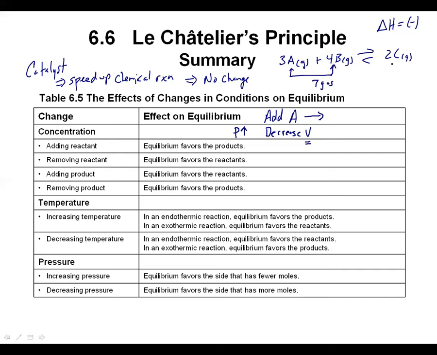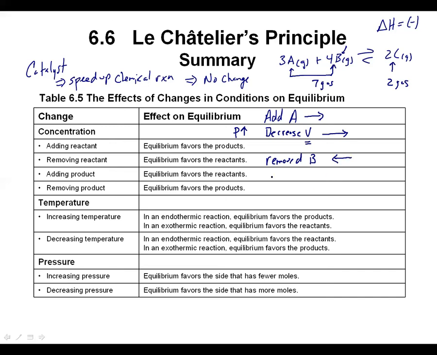Each of those are gases. On the right-hand side, there are 2 gas molecules, which means in this case, we would expect it to shift to the right. If I remove some of B, B is on the left-hand side, so when we remove it, it should shift to the left.